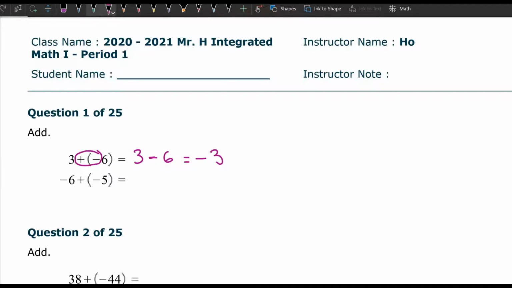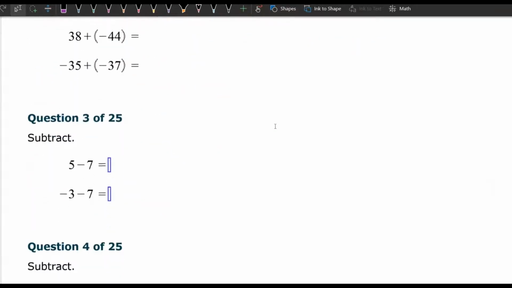Alright, the second part, same idea, positive times negative is negative. That will be negative 6 minus 5. But this time, they both have negative signs. So same signs, we add. That will give you 11. And since they're both negative, the answer is negative 11. That's it. Alright, we go down to number 2.